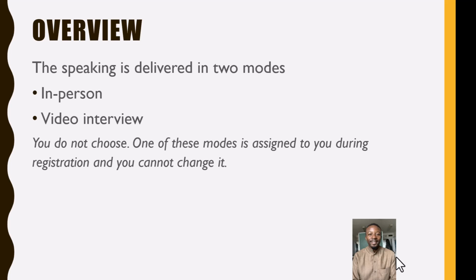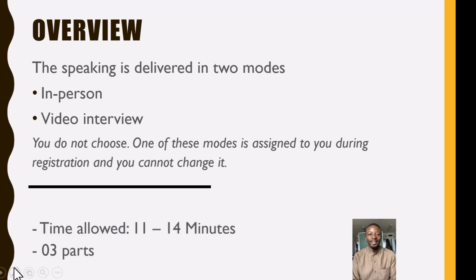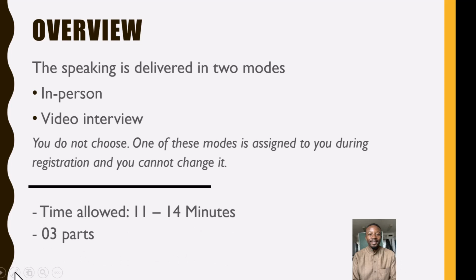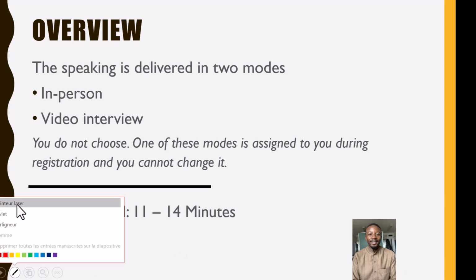Of course, you do not really choose this. The British Council does that for you. For every examination date, there is a particular mode assigned to it. It's only after you register for a test that you can know specifically what mode you will be taking. Secondly, the time allowed for IELTS speaking is 11 to 14 minutes.